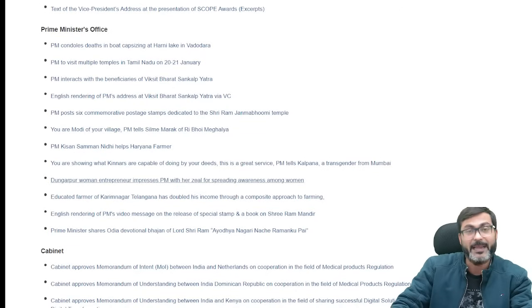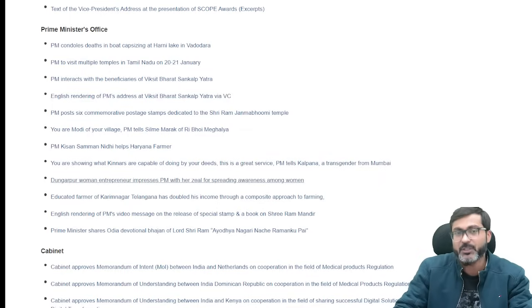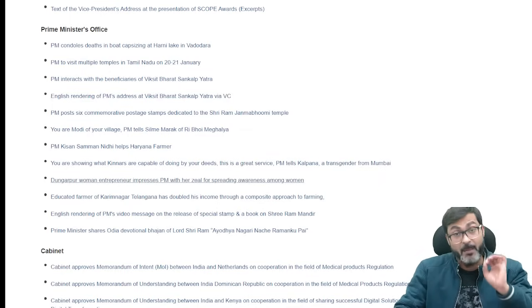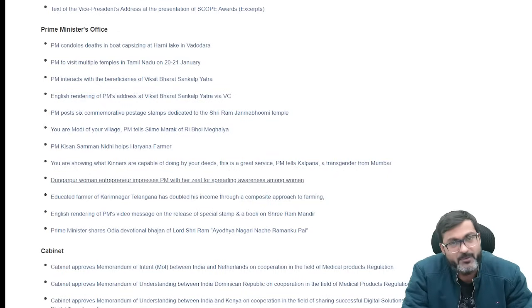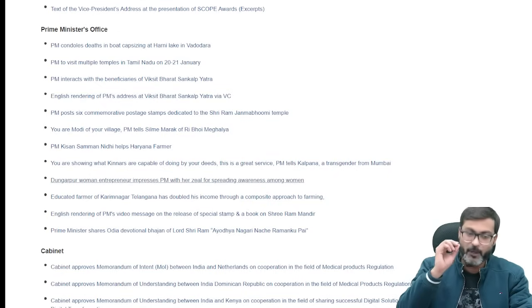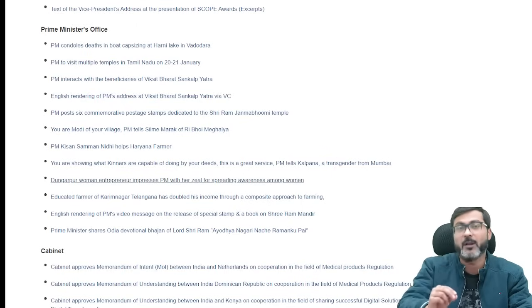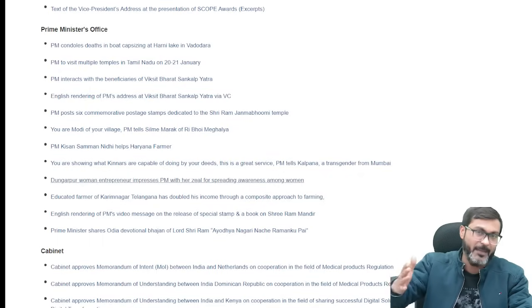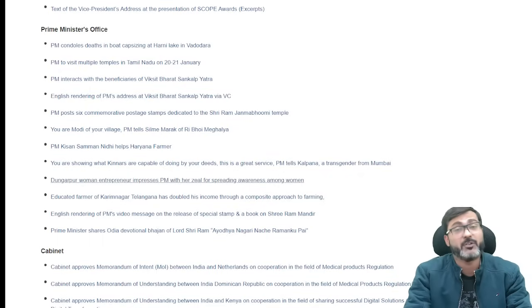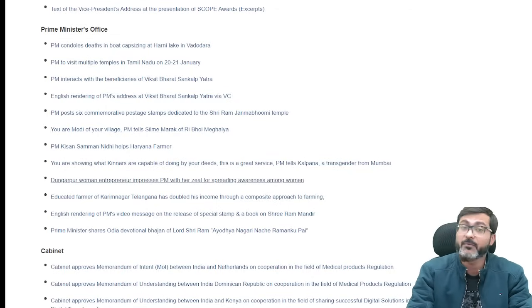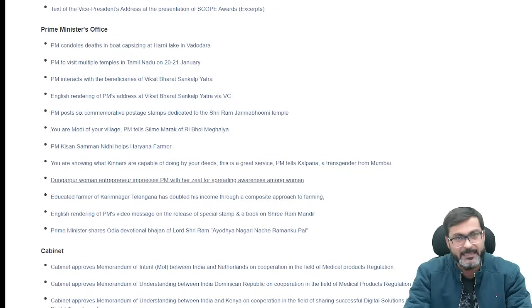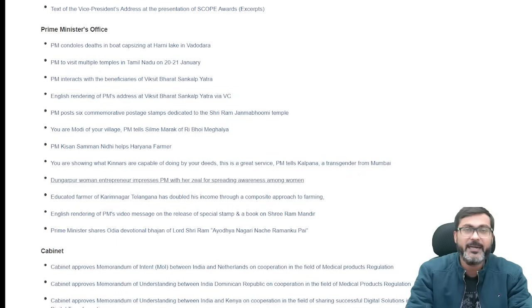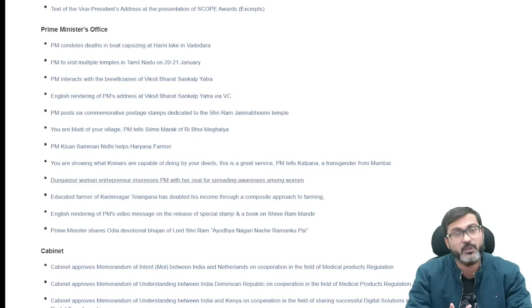Similarly, you have to go through the headings of the PMO releases without even opening them. You can easily identify which is important for you and which is not. And remember one thing, we are talking about economic and social issues. We are referring to PIB for current affairs of economic and social issues. So you need to be focused on ministries that directly relate to them. For example, the major ministries you have to focus on are Finance, Agriculture, Rural Development and Panchayati Raj, Social Justice and Empowerment, Women and Child Development, MSME, Food Processing Industry, Ministry of Cooperation, etc.